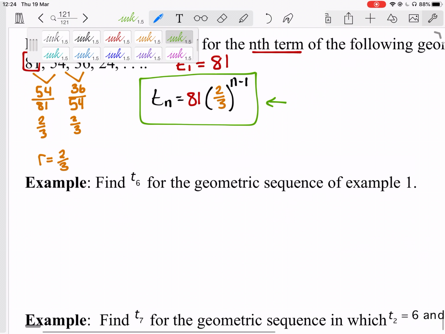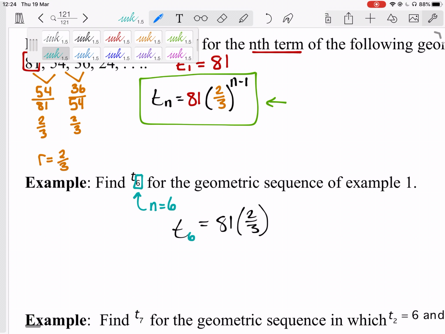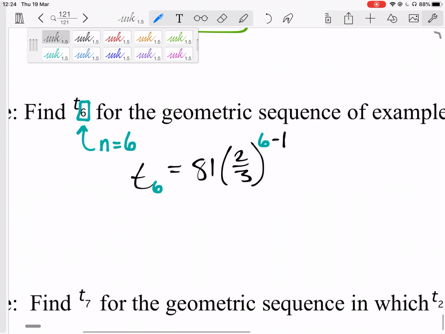All right, next one, we are trying to figure out the sixth term, so t sub 6 for that sequence that we just did. Whenever they tell us t sub 6, they're saying, hey, you're plugging in 6 for n. So t sub 6 is going to be equal to 81 times 2/3, and then 6 minus 1 is my exponent. So 6 minus 1 gives me 2/3 to the 5th power.